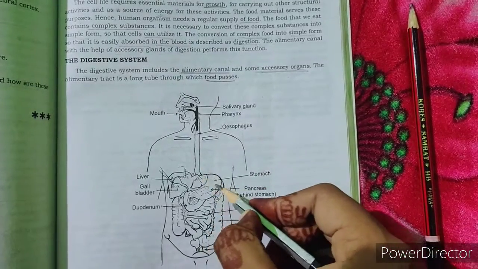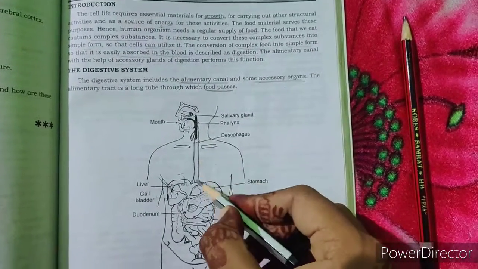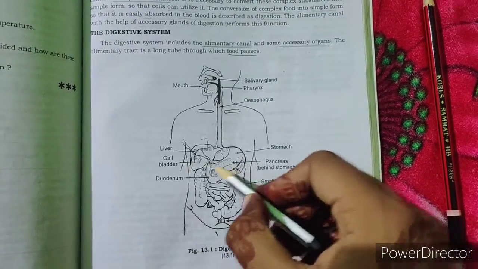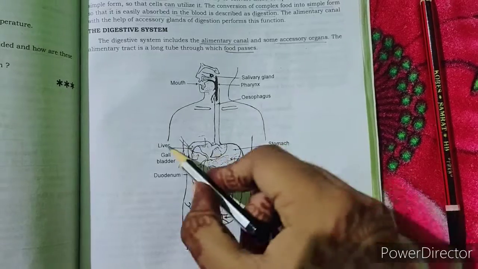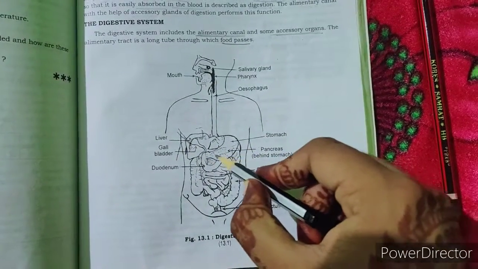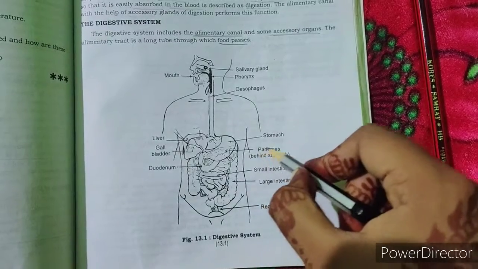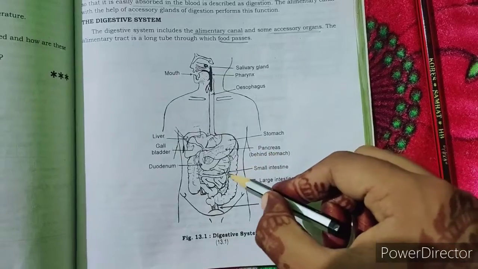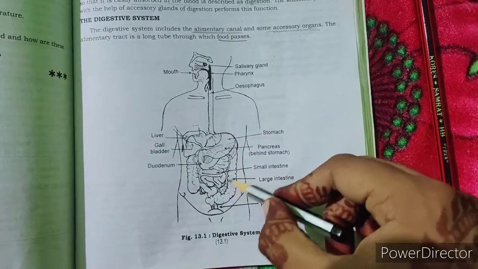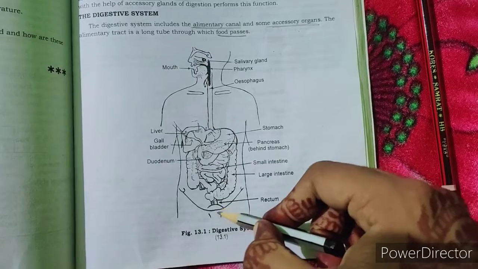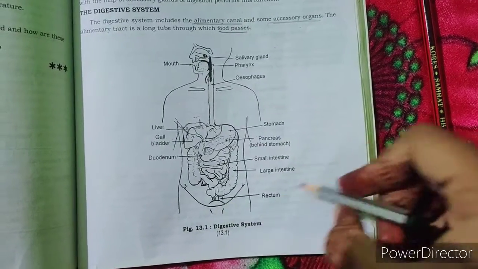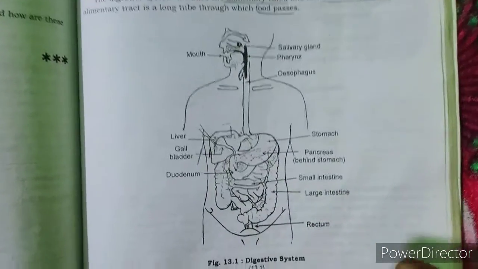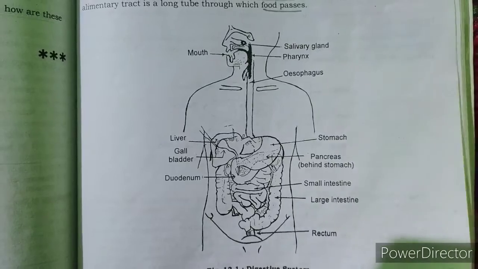Then the food material passes through the esophagus to the stomach, and then the food material in the presence of bile juice and many other juices, and also pancreatic juices, passes through the small intestine, and after that it will pass to the large intestine and then the rectum, and then out through the anal canal. Okay, that is the whole process of the digestive system.